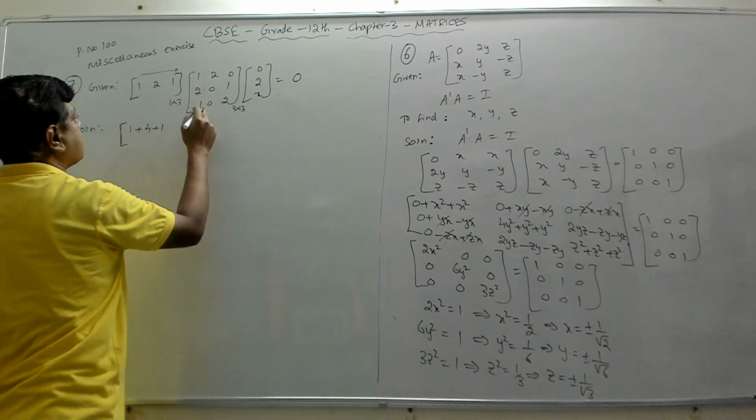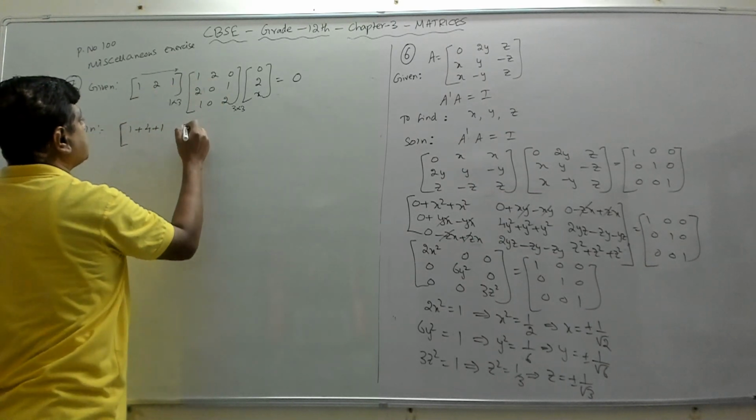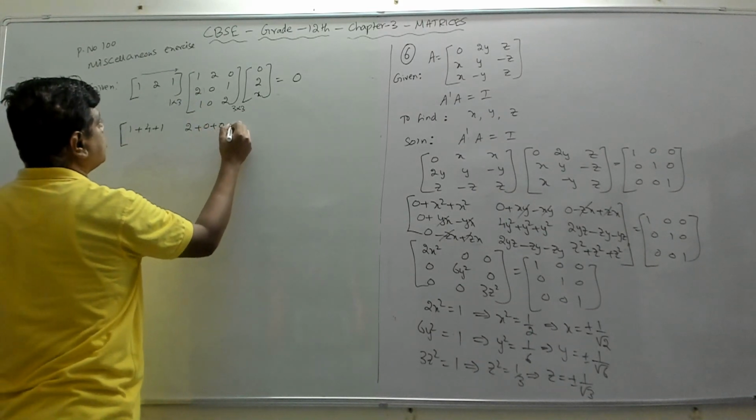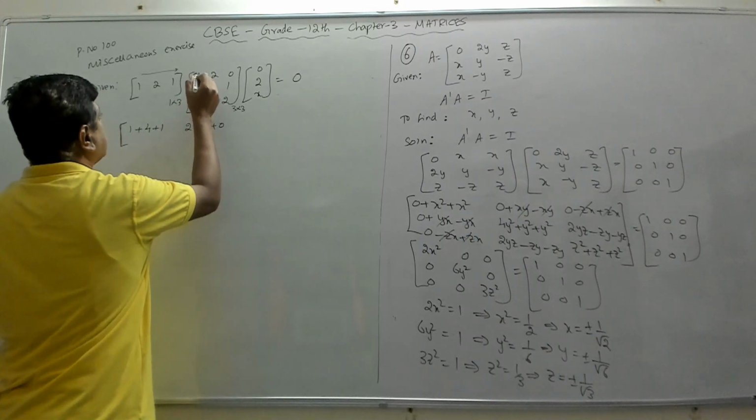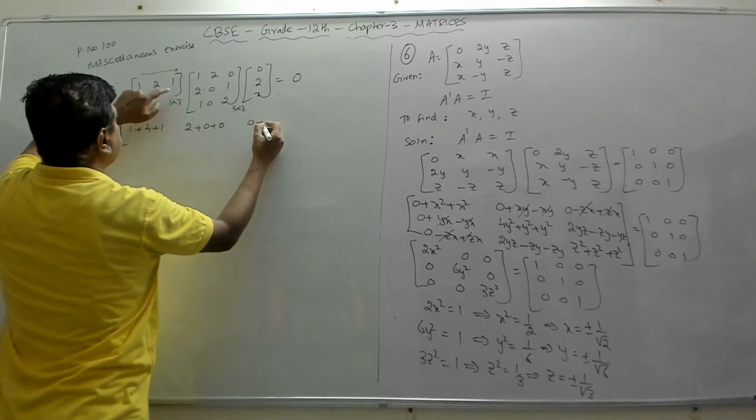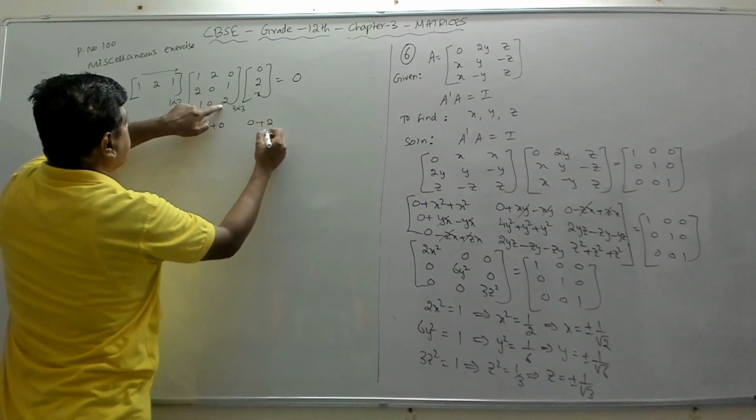Then this is done. Then this into this. So 1 into 2 is 2, plus 0 into 2 is 0, plus 1 into 0 is 0. Then again, this into this. So 1 into 0 is 0, plus 2 into 1 is 2, plus 1 into 2 is 2.